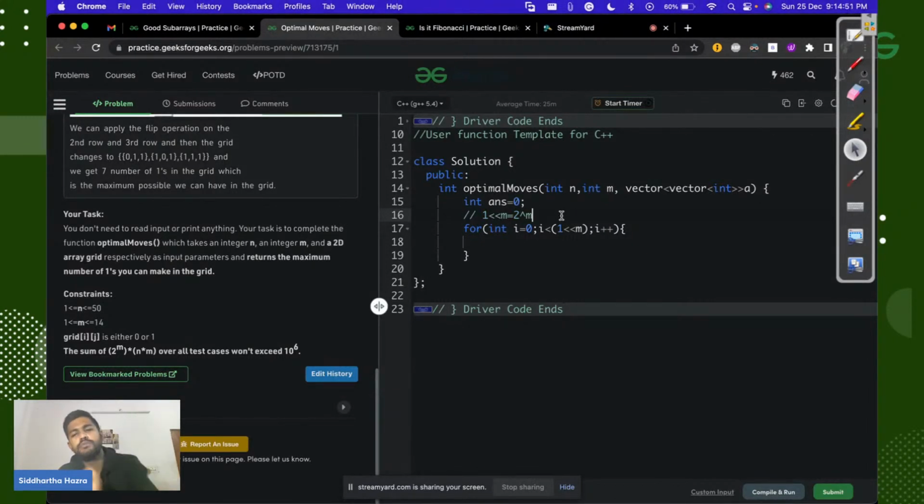Or else pow 2 to the power m. Pow 2 to the power m would also work. I can simply say pow 2 to the power 2 comma m, and this would also solve the purpose. Remember this. I am trying to explain you bit by bit.